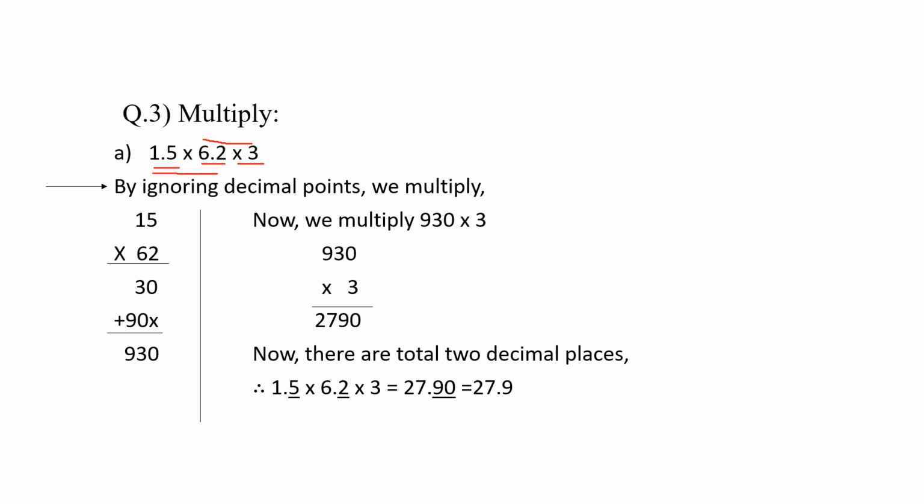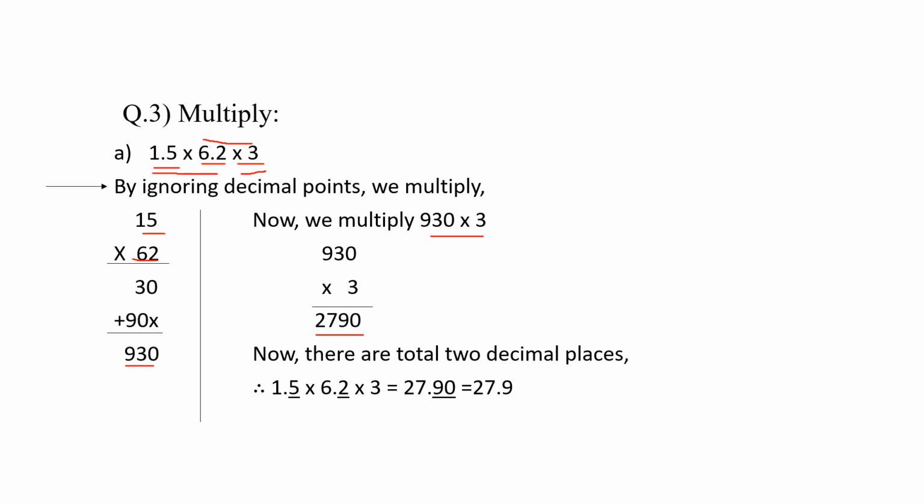So first I'll multiply here 15 and 62. So we'll multiply 15 and 62, right? We'll be getting answer as 930. Okay, now to this answer 930, again I'll multiply by 3 because third number is also there. So now we'll multiply 930 into 3. So after multiplication we'll be getting 2790.